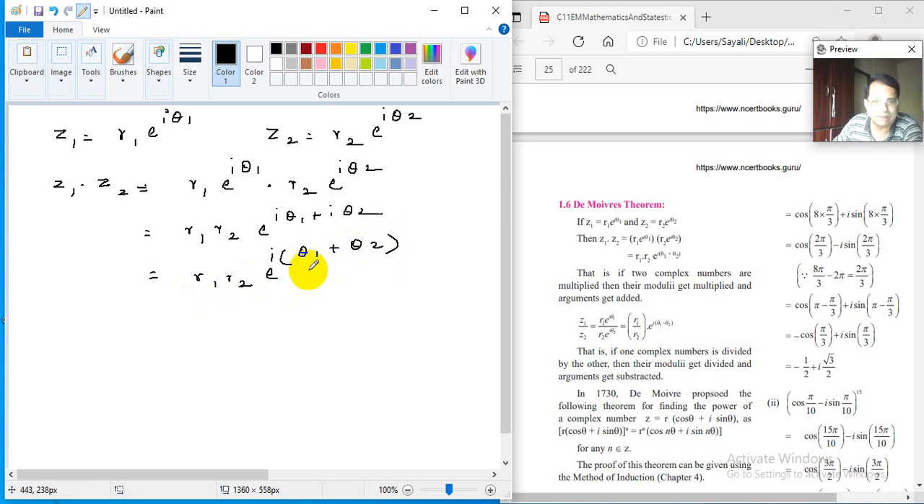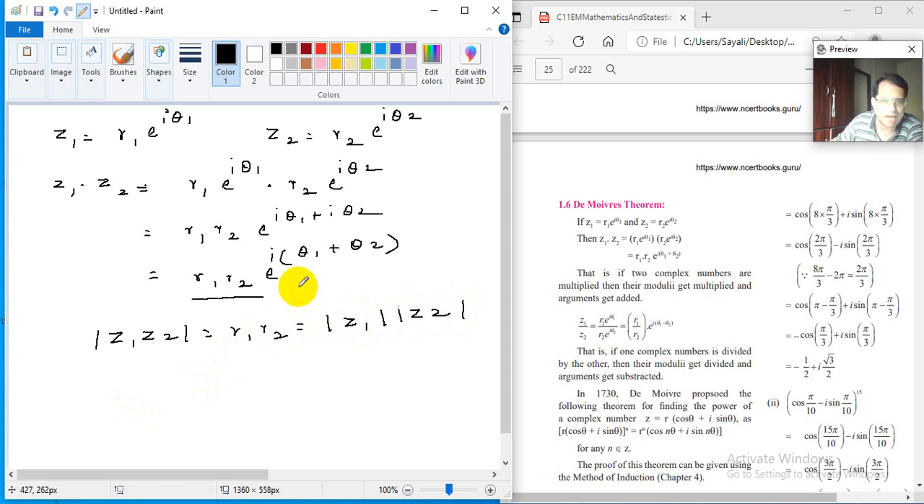So what is theta 1 plus theta 2? It is the argument of Z1 into Z2, right? And R1 into R2 is the modulus. So the modulus of Z1 into Z2 is R1 into R2. That means it is modulus of Z1 into modulus of Z2. So this is another proof of that property of modulus.